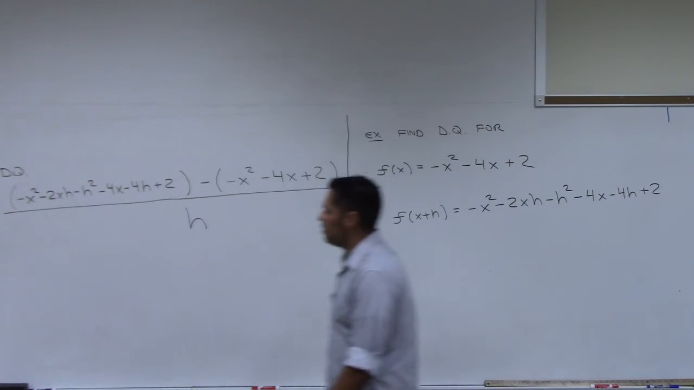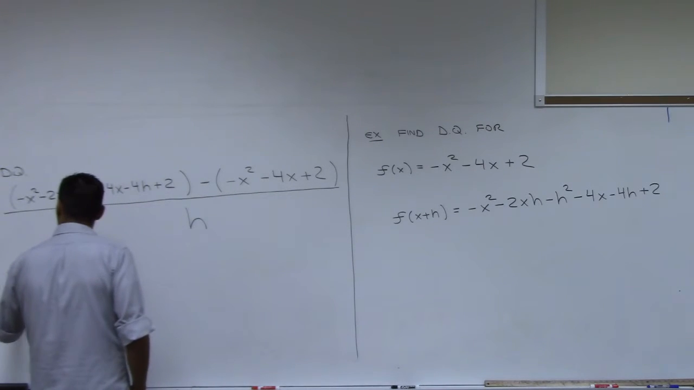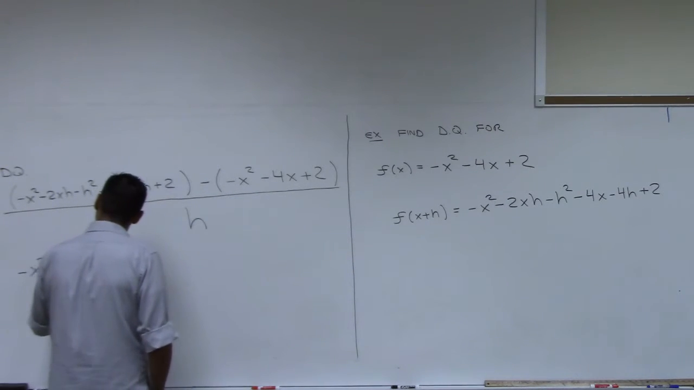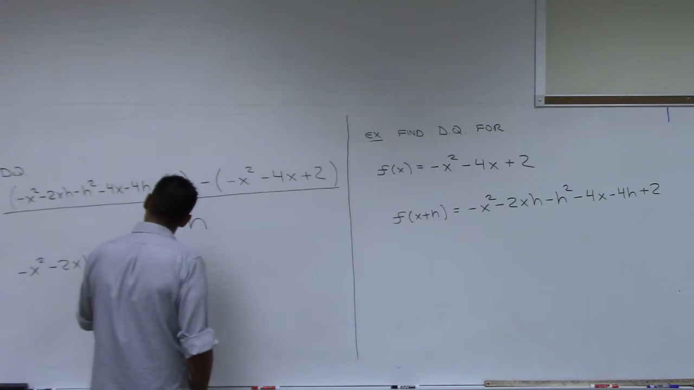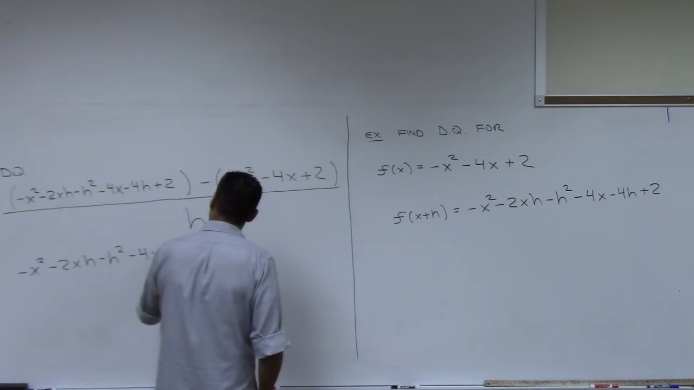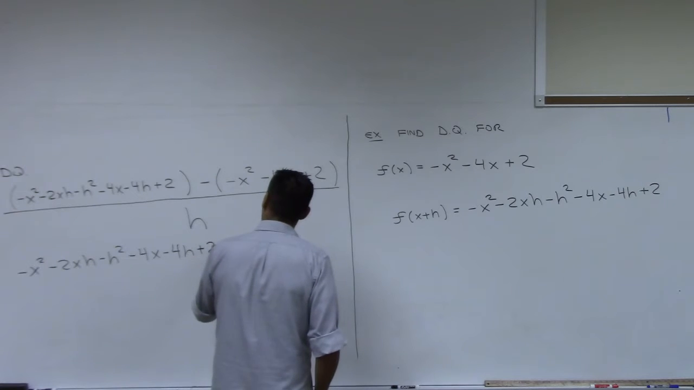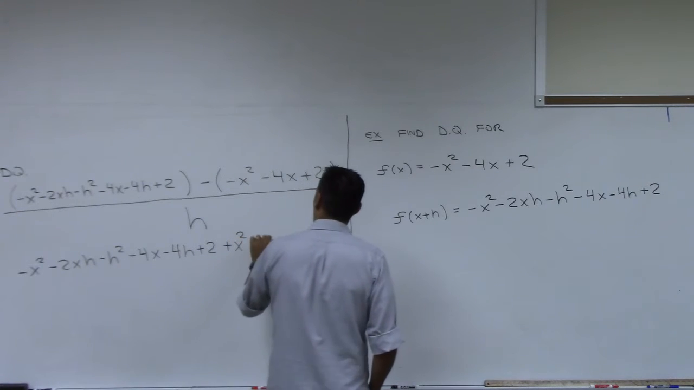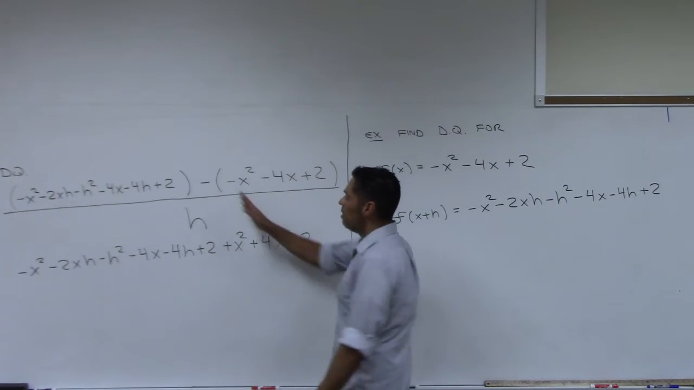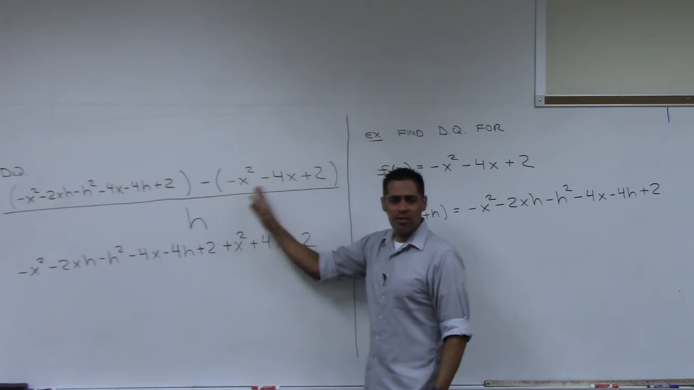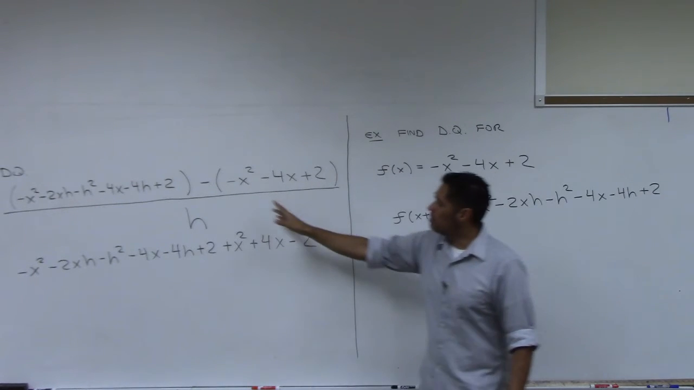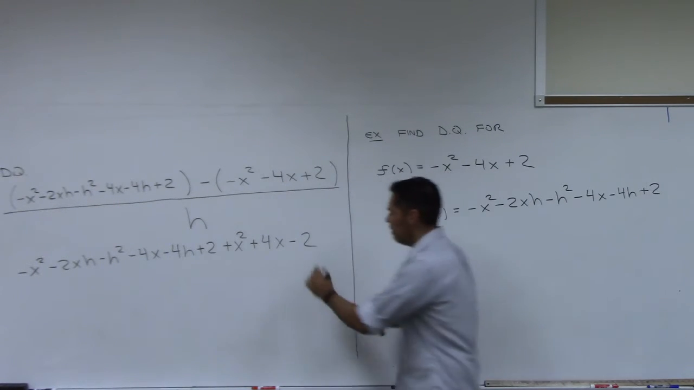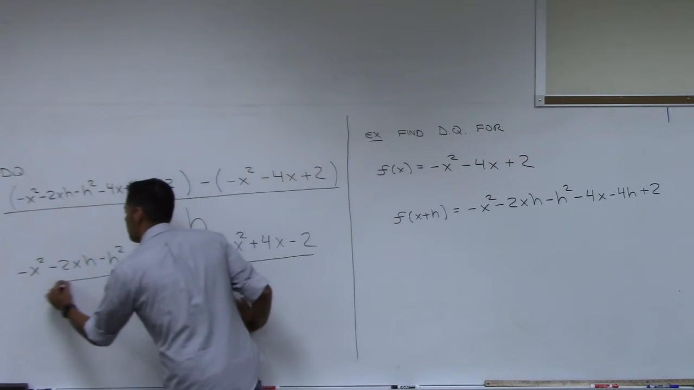Let's get rid of the parentheses. Negative x squared minus 2xh minus h squared minus 4x minus 4h plus 2 plus x squared plus 4x minus 2. So the negative going through here changes all the signs. So this becomes plus, plus, minus, all of this over h.